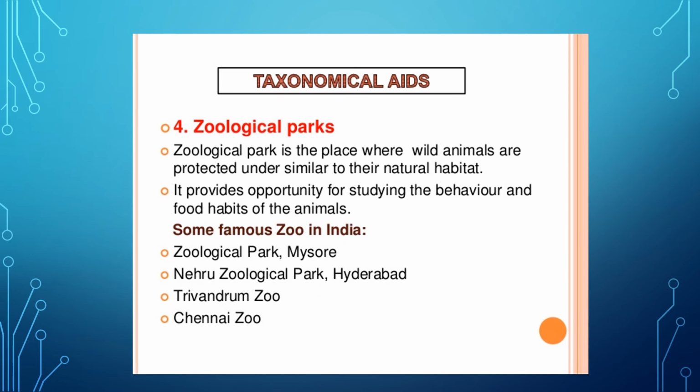Next taxonomical aid is zoological park. It is a place where most of the wild animals are protected under a similar habitat as compared with their forest places or with their natural habitat. It provides an opportunity for studying the behavior and the food habits of the animals. There are various zoos in India, such as in Mysore, the zoological park. In Hyderabad, we have Nehru Zoological Park. In Trivandrum, we have Trivandrum Zoo, and in Chennai, we have the Chennai Zoo.